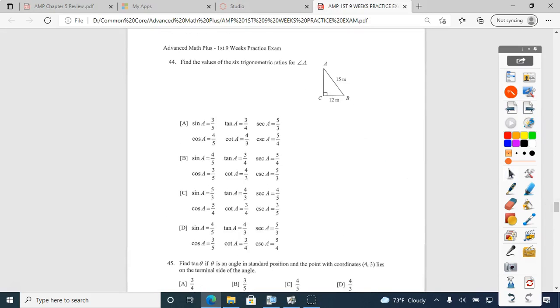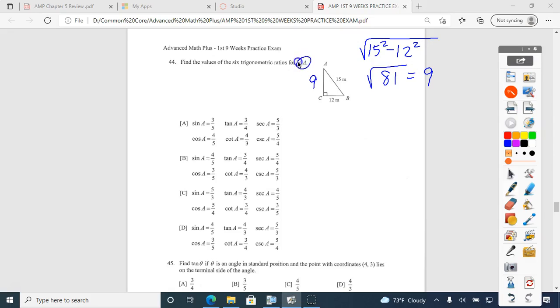We have to find the 6 trigonometric ratios. So we've got to figure out our side that's missing here. It's a leg. To get that leg, we're going to say the square root of the hypotenuse squared minus the leg squared. So 15 squared minus 12 squared is 81, and the square root of 81 is 9. So this is 9. Man, that was nice. I gave y'all some easy ones.